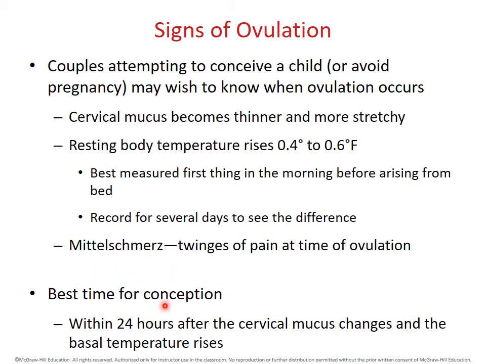The best time, of course, for conception is within 24 hours following these changes, because again, you want fertilization to occur while the secondary oocyte is in the uterine tube. If you wait too long, then it's going to be too late.